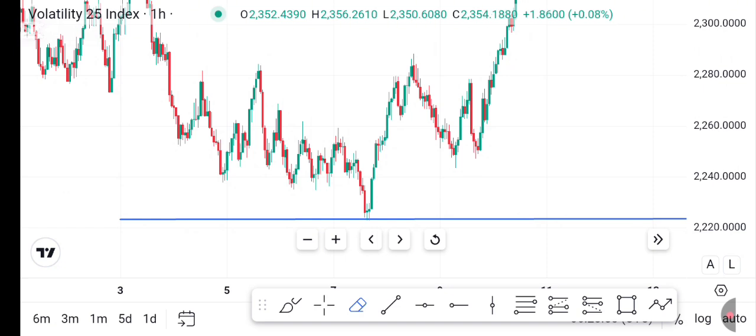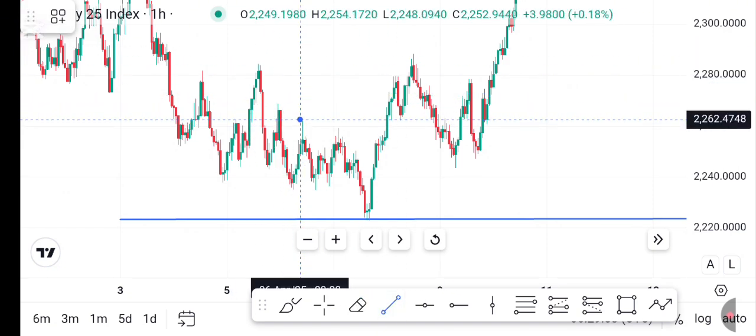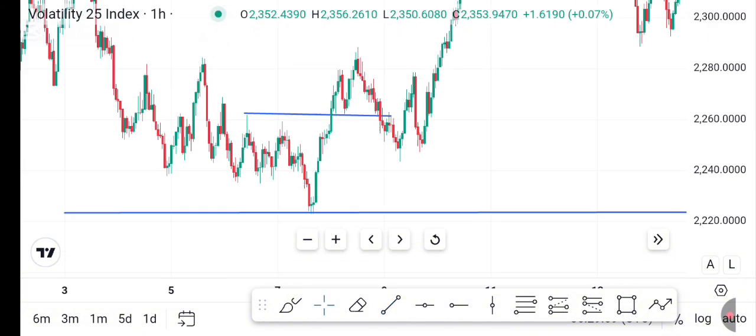You can see that this area is which was broken here. Are you getting the point? This was the area which got broken. After that area gets broken, we have to wait for the market to come back and make a retest.